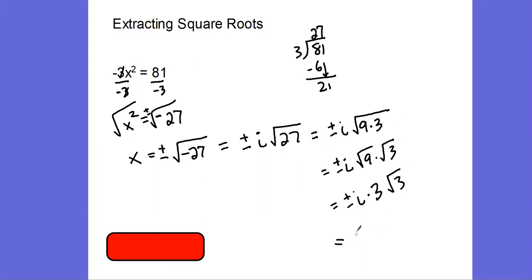And my final answer is plus or minus 3i root 3, or if you like, you can put the i at the end. Just be careful, make sure it doesn't look like your i is underneath this radical. That's the same thing as plus or minus 3 root 3 times i.